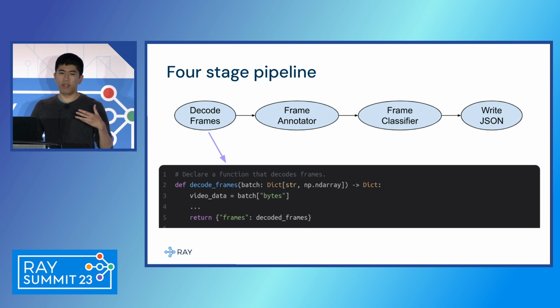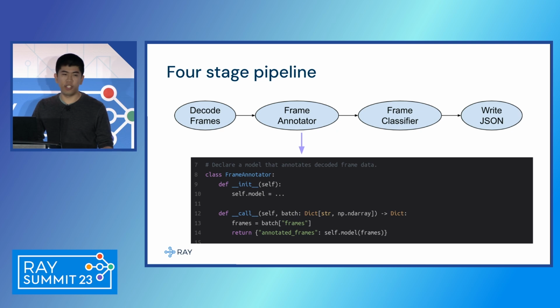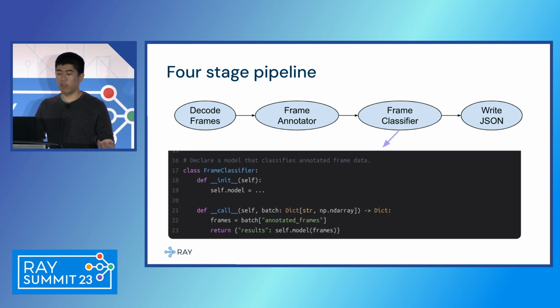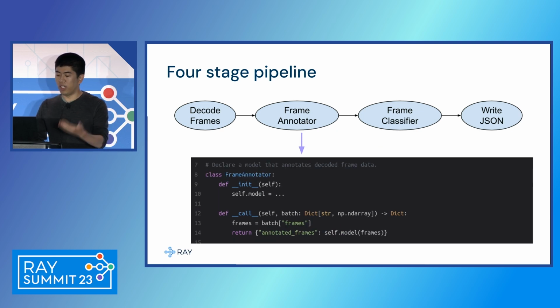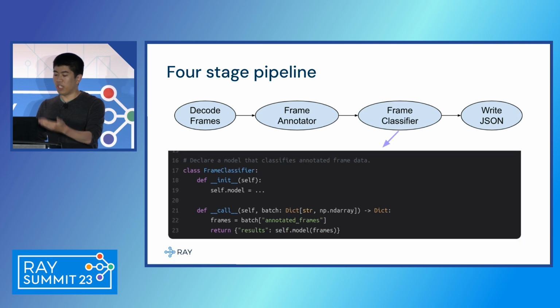And here's another of those familiar UDFs that takes in a numpy dict and returns another numpy dict. So I can define something like this for decode. For frame annotation, suppose I have a model I want to use to annotate my frames. I can define that model here. For classification, I can have another model. And then for the final step, I don't need any custom code for that.